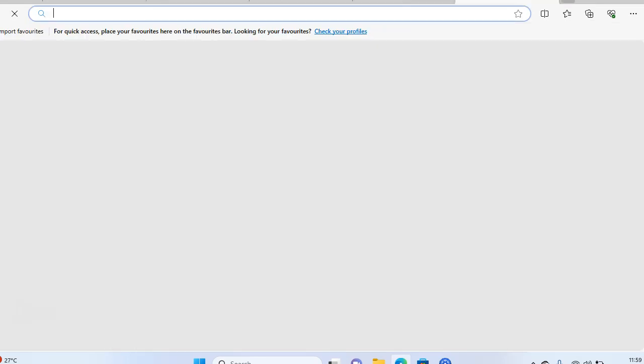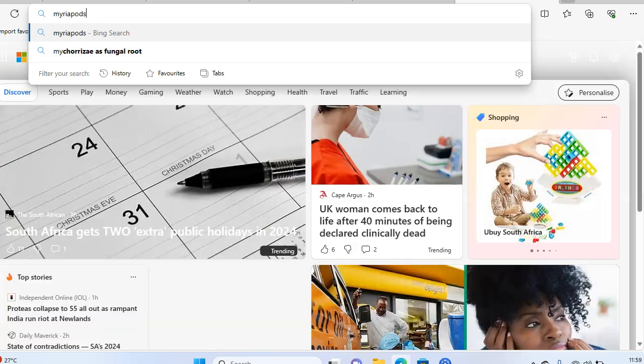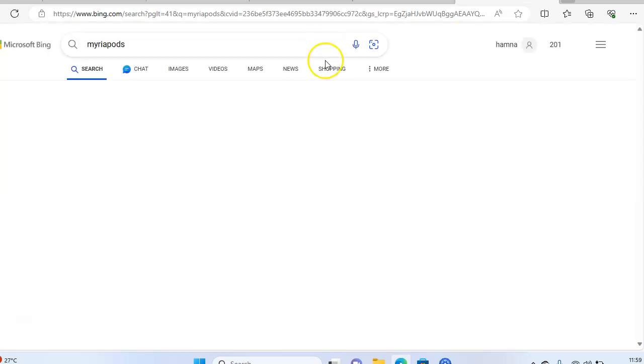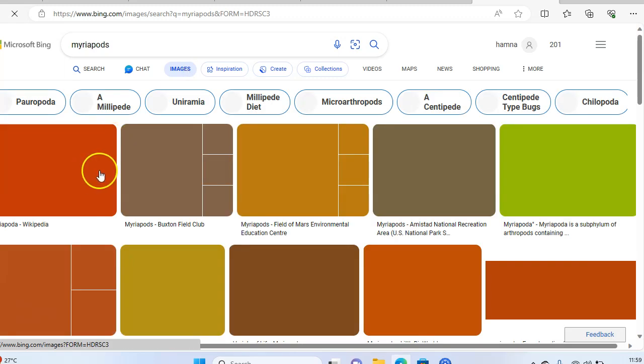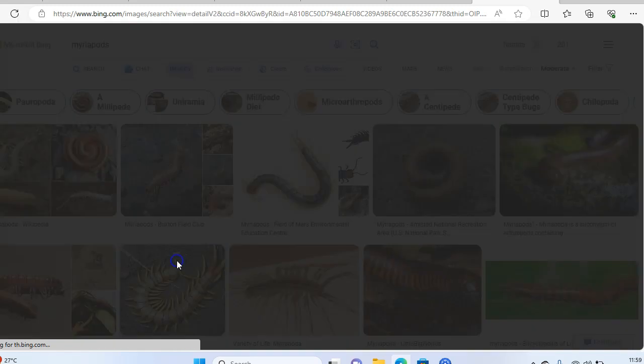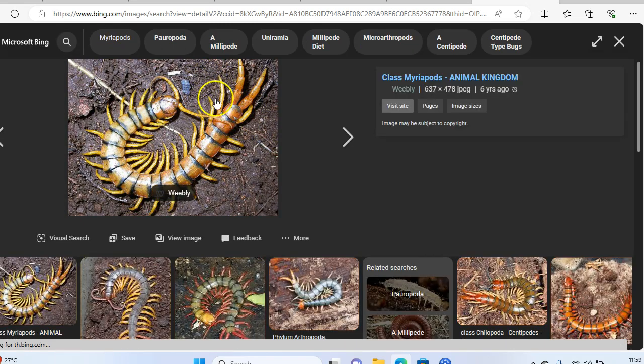I'm going to show you here a myriapod diagram. Take a look here. Look, each segment contains two pairs of legs.